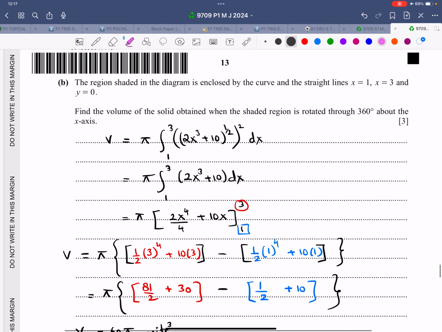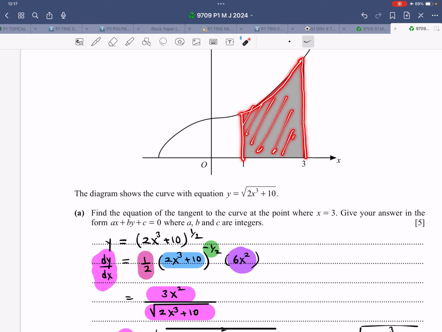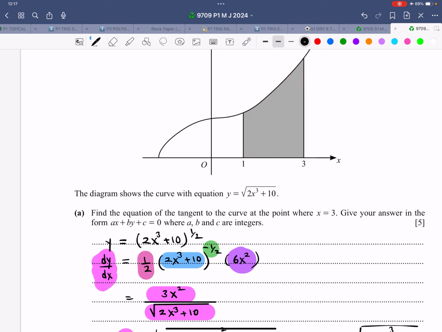The second part. The region shaded in the diagram is enclosed by the curve and the straight lines x is 1, x is 3. So this is x is 1, this is x is 3, this is simple area under graph. Now, are they talking about area? Are they talking about volume? I think they are talking about volume. So this is volume around or about the x-axis.